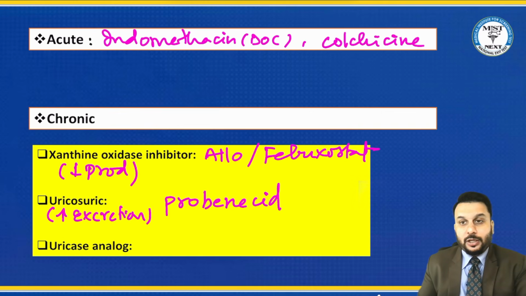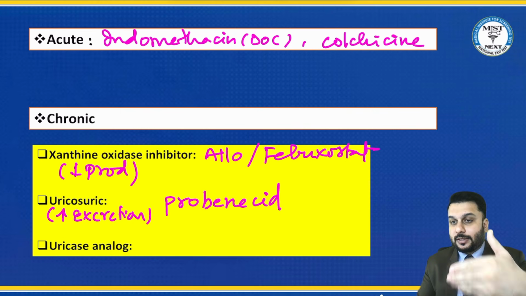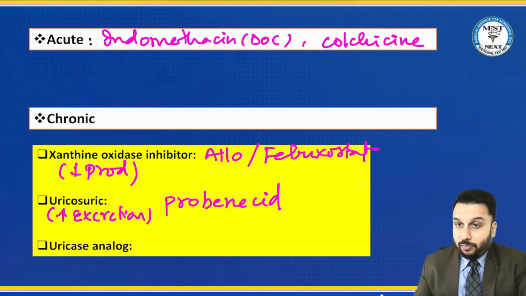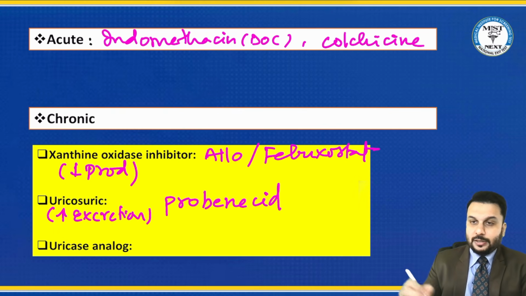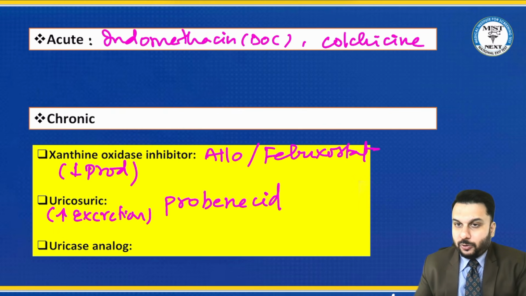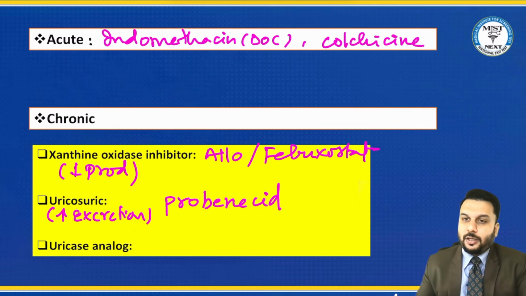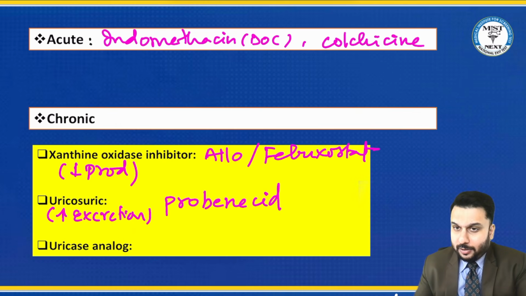When you take this drug, what happens? There will be more excretion of uric acid. But there is an issue: if you excrete too much uric acid, it will lead to stones. Next is uricase analogs. Uricase, look at the name. If lipase can break lipids, uricase will break uric acid. So this will cause breakdown of uric acid.